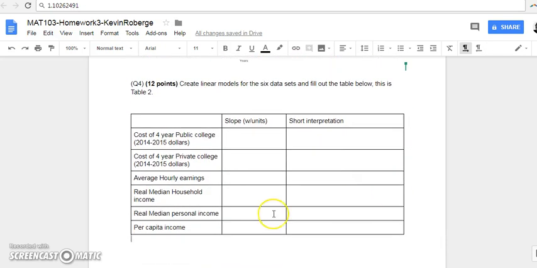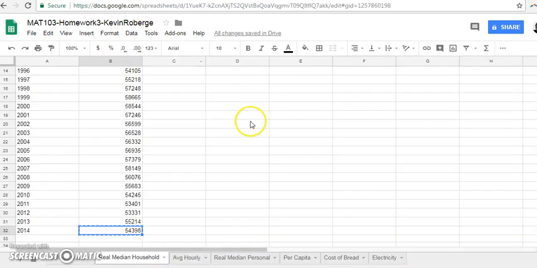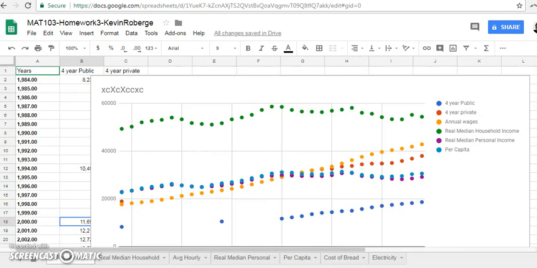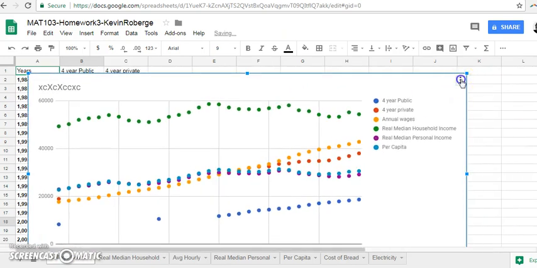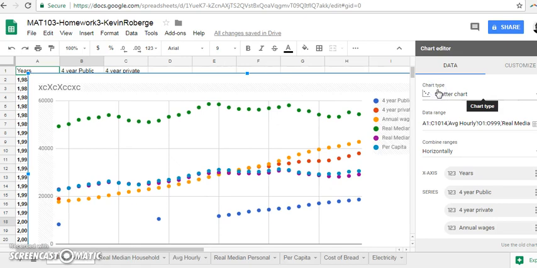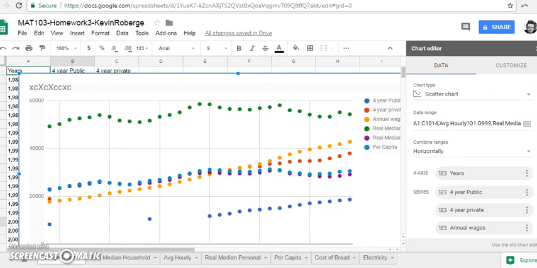We have another table to fill in. So we're going to create linear models. This is actually really easy to do. So we have our graph right here. And let's go ahead and edit the chart, and move this over so you can see.